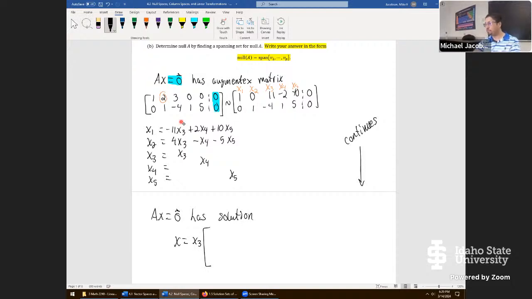The vector multiplying it will be -11, 4, 1, 0. Then add to that X4, with coefficients 2, -1, 0, 1, 0. And I think I did make a mistake there.